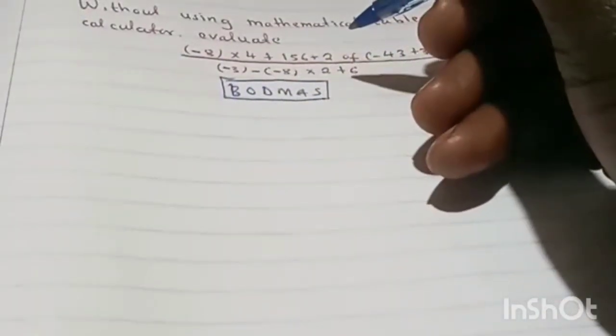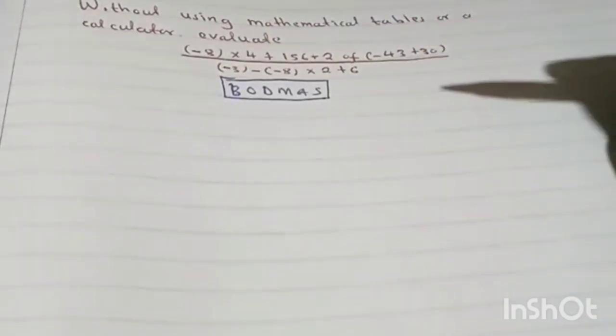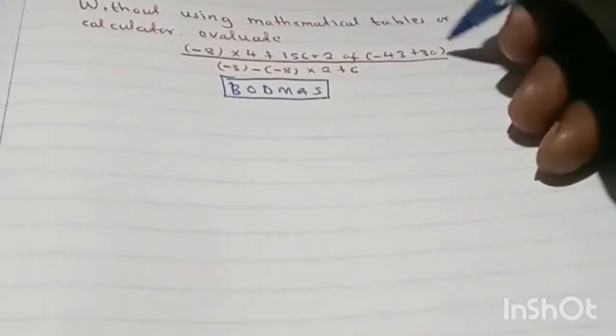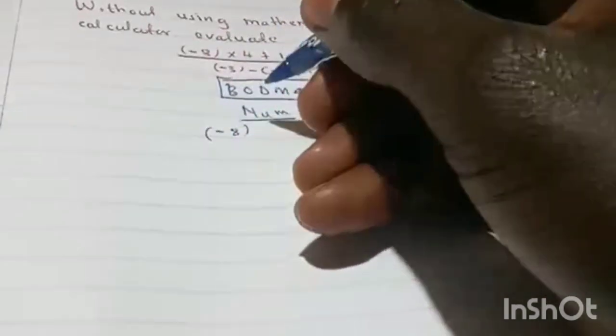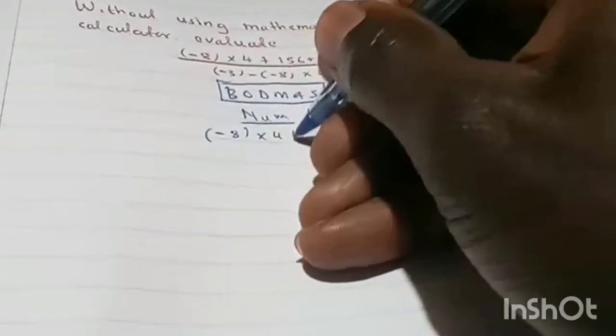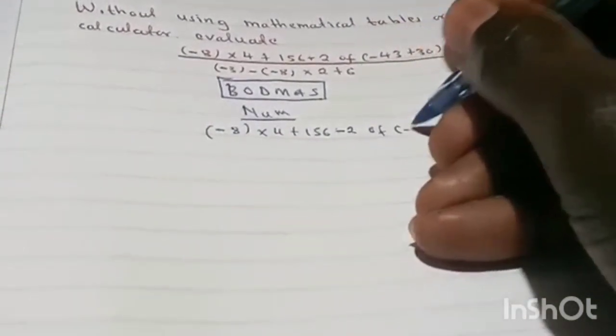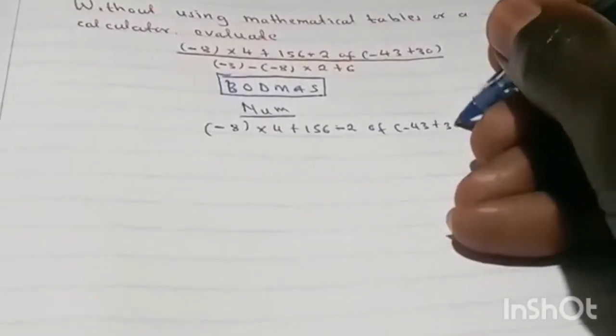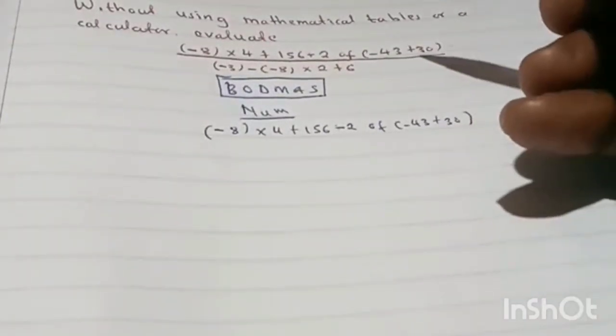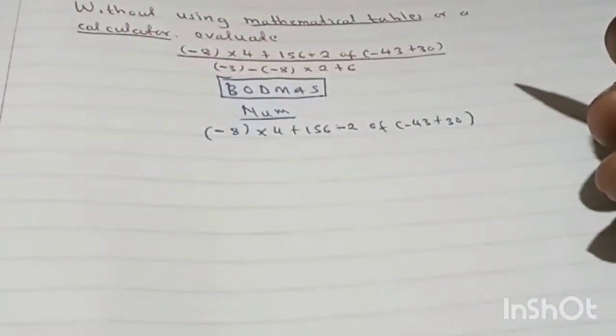So we can solve this sum in two parts. As you can see, we have the numerator and the denominator. We can first solve the numerator, and the numerator reads -8 times 4 plus 156 divided by 2 of (-43 plus 30). Remember the question says without using mathematical tables or a calculator. So you don't need a mathematical table or a calculator to solve this.